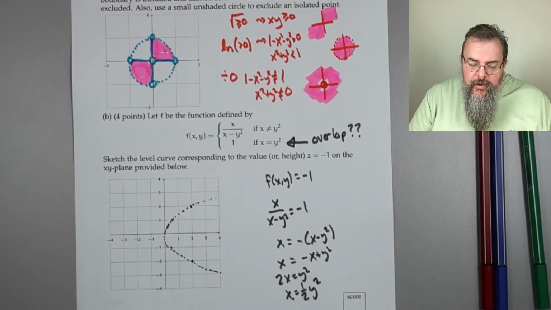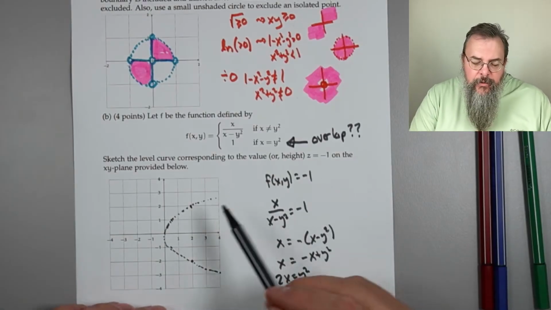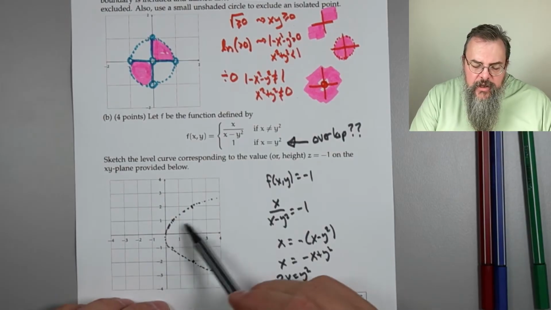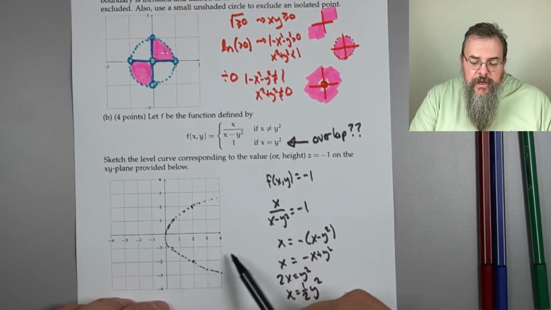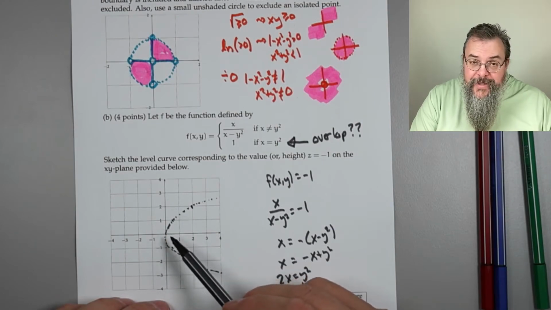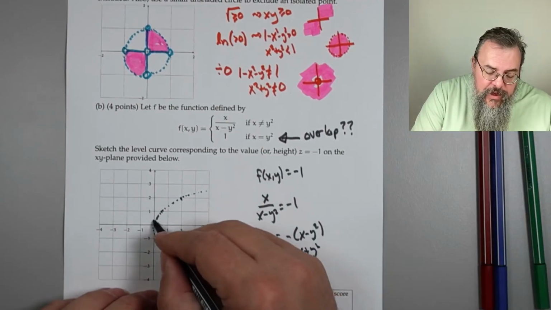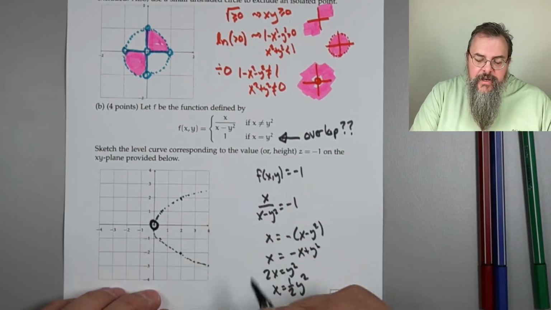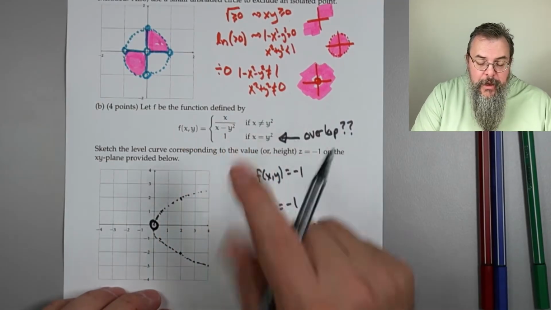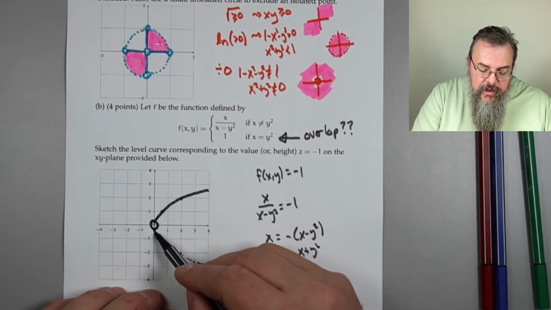So how do those curves relate? How does x equals y squared relate to x equals a half y squared? Well, x equals y squared is a similar parabola, just drawn a little bit more steeply, if you will. But it does overlap at the origin. Okay, so what does that mean? It means that this point at 0, 0, if you plug it into your function, you get 1, not -1. But the rest of the points on this parabola, they're in.